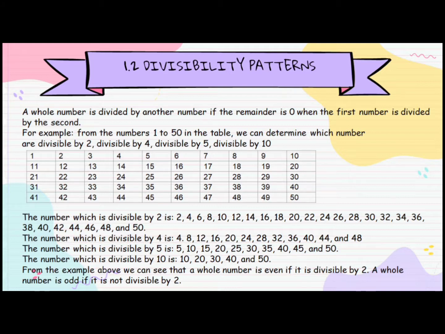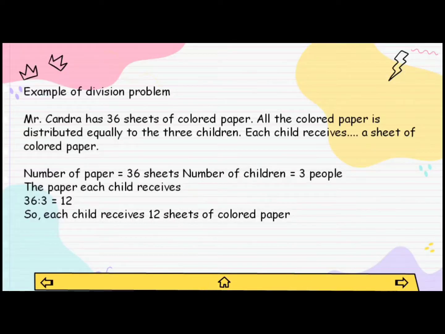From the example above, we can see that a whole number is even if it is divisible by 2. A whole number is odd if it is not divisible by 2. Example of a division problem. Mr. Chandra has 36 sheets of colored paper. All the colored paper is distributed equally to the 3 children. Each child receives some sheets of colored paper.